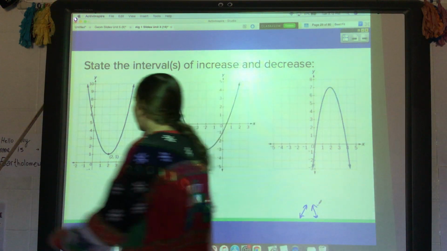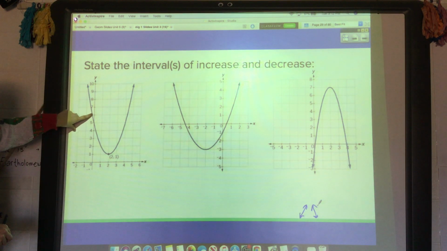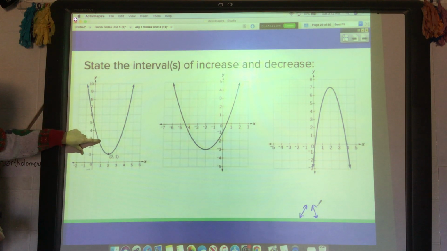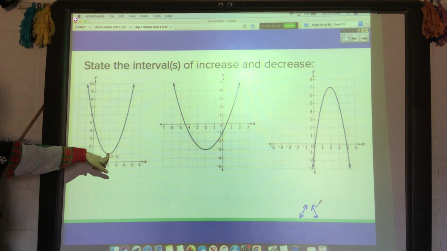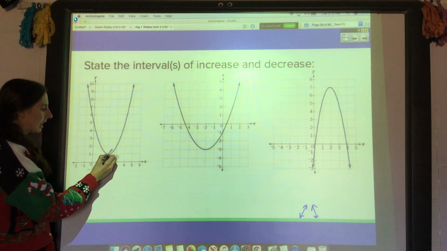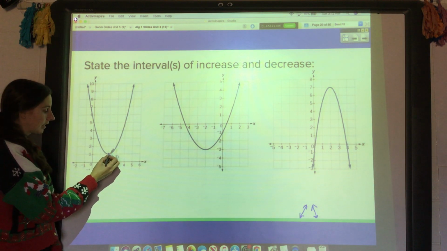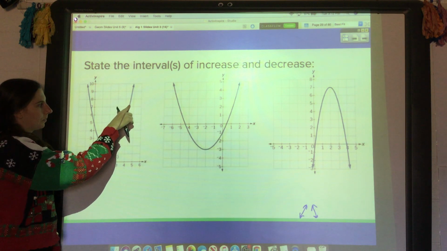Let's start with this first one. If I was on a bike and I was coming down this, that would be very steep. I would be going downhill, downhill, downhill, up until this point. And then right there at the vertex, it switches. At the vertex, I am neither increasing nor decreasing, and then from then on out, I'm increasing, I'm going uphill.